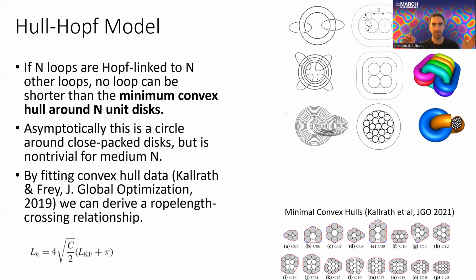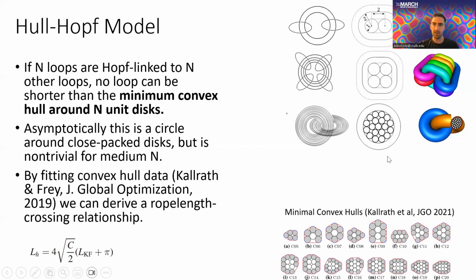So we can understand these tight entanglements in general by imagining n links that are each entangled with n other links by Hopf linking. When these are tightened, I don't know what their configuration will be, but I do know that every loop has to wrap around every other loop. And that means it cannot be shorter than the smallest path around n identical disks. This is known as the minimal convex hull problem.